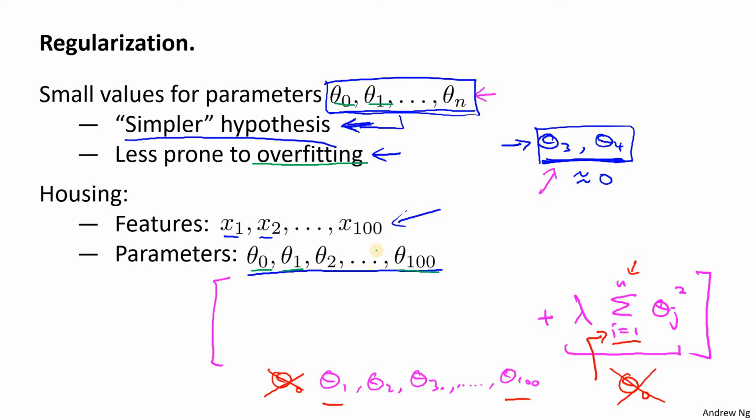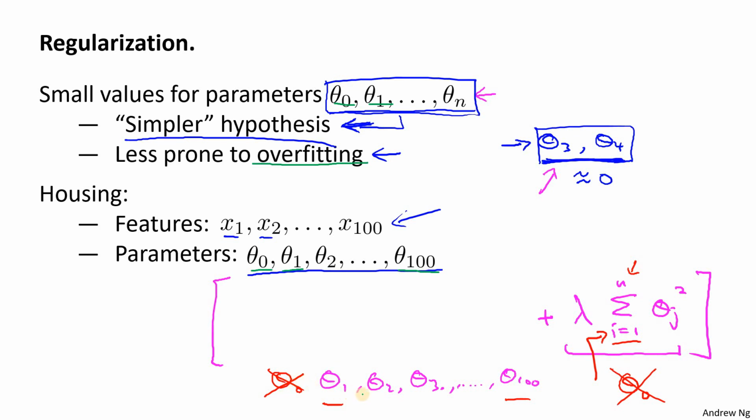So what you do is, you don't disturb theta 0. Theta 0 is the bias term. It is not multiplied with any variable, so you leave it alone. Don't disturb it.